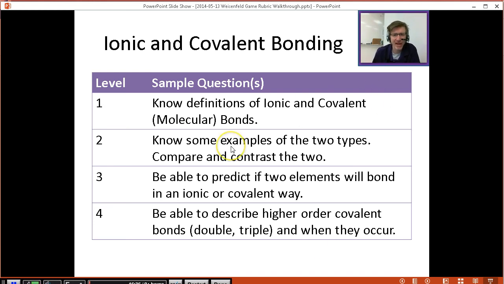So you need to know an example of that: an example of ionic, sodium chloride, and an example of covalent, water, H2O. Compare and contrast the two, like I said: which one shares electrons, which one gives or donates electrons to another. So then be able to predict if two elements are going to do that. Remember, nonmetals will tend to share, and metals will tend to give up electrons. And then there are larger, more complicated covalent bonds where more than one electron gets shared. They're called double covalent and triple covalent. You can do some research on that for level 4 in your game.